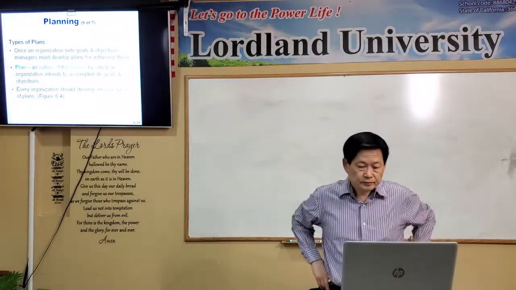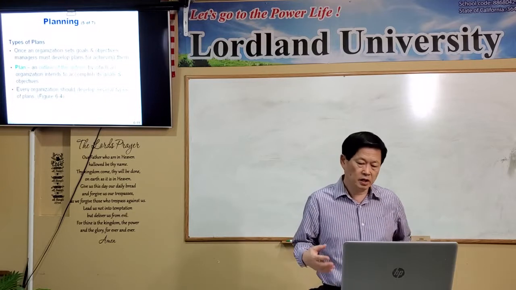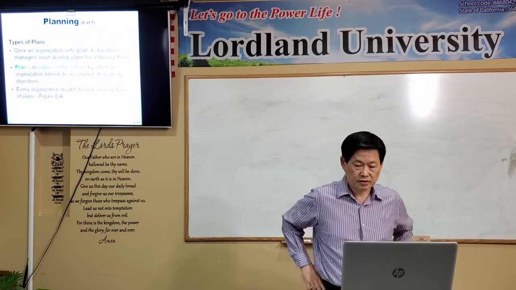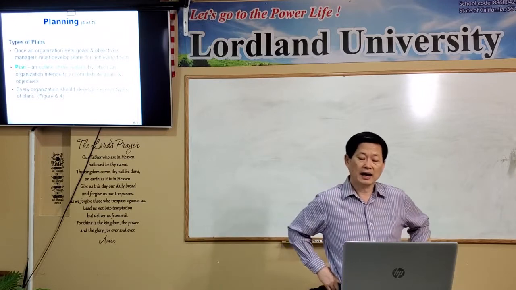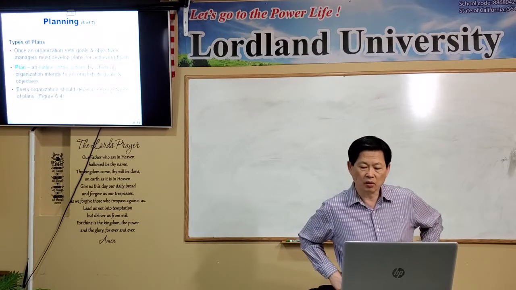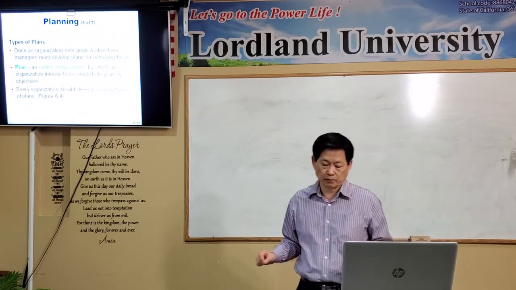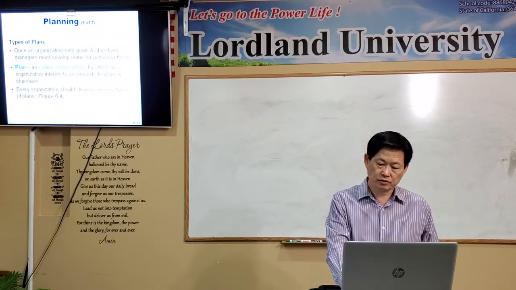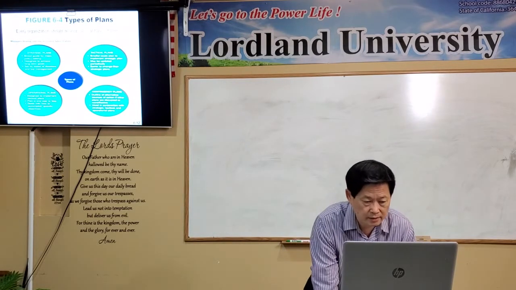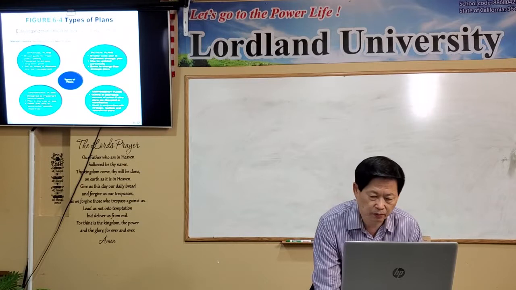Types of plans. Once organizations set up the goals and the objectives, the managers must develop plans for achieving the objectives. The plan is the outline of the actions by which an organization intends to accomplish its goals and objectives. Every organization should develop several types of plans. This figure shows the types of plans: strategic plan, tactical plan, operational plan, contingency plan.